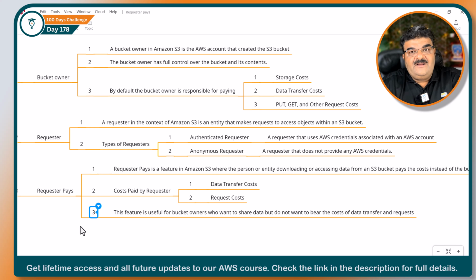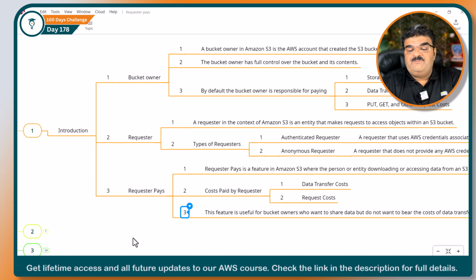for the research data. Now, whenever a student downloads any object from this bucket, they will become the requester and they need to pay the data transfer cost and request cost. And this will be a win-win situation for the universities and students as well. So this is the main concept of requester pays.